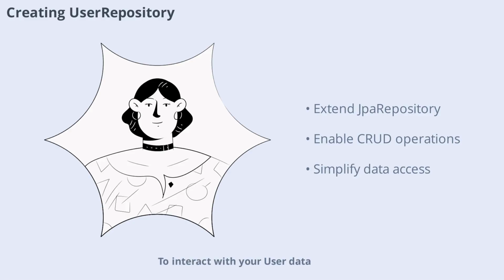To interact with your user data, create a user repository interface that extends JpaRepository. This gives you access to common CRUD operations, like saving, finding, and deleting users, without writing boilerplate code. With this repository in place, you can easily manage user records in your application.